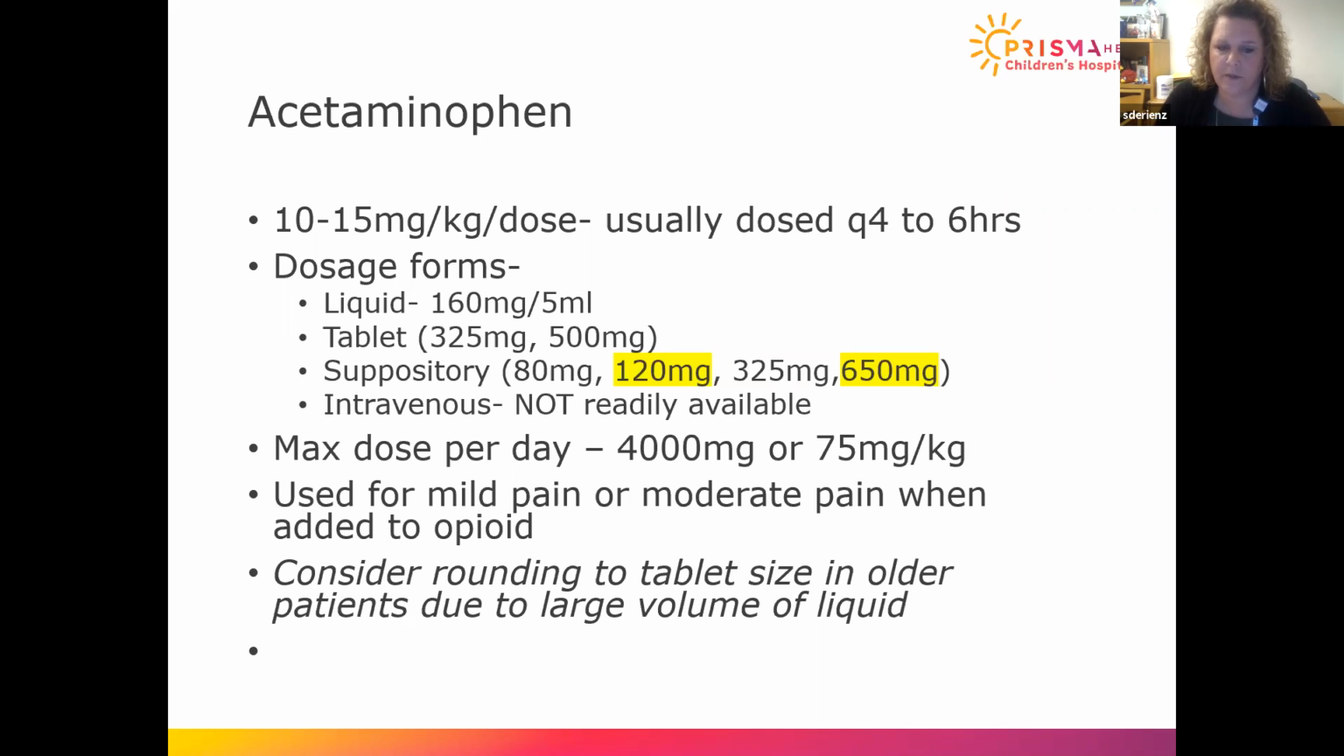Another thing that has probably been drilled into your head is the max dose per day of acetaminophen. This is a drug that we need to respect as far as the side effects. Generally, the max dose is 4,000 milligrams a day, or in terms of mg per kg, it's 75 mg per kg per day. Of course, acetaminophen is more appropriately used for mild to moderate pain, and most often, the moderate pain is when you're adding it to an opioid. And then again, consider rounding to tablet size in older patients due to the large volume of liquid.